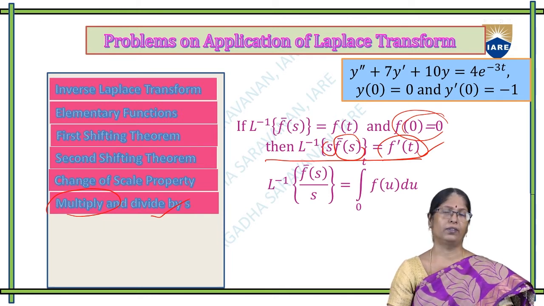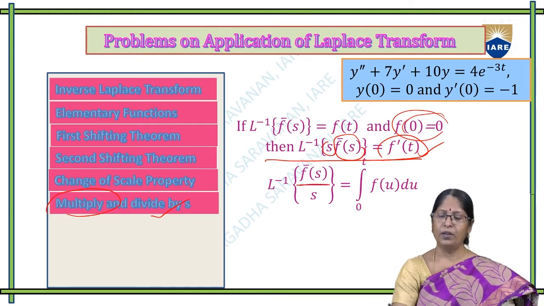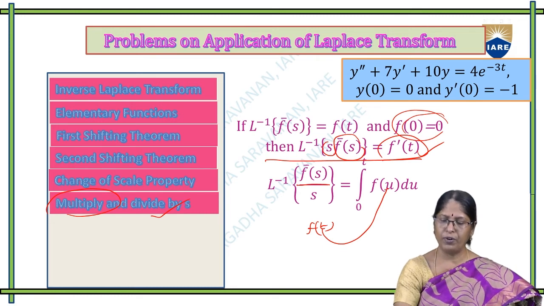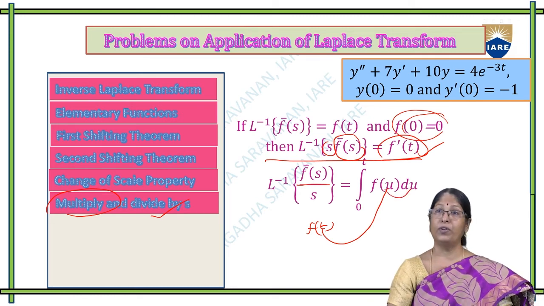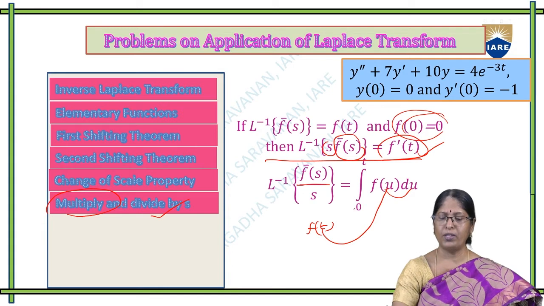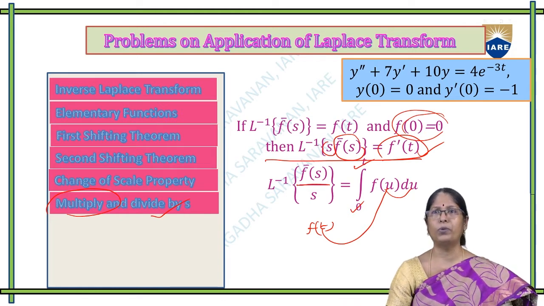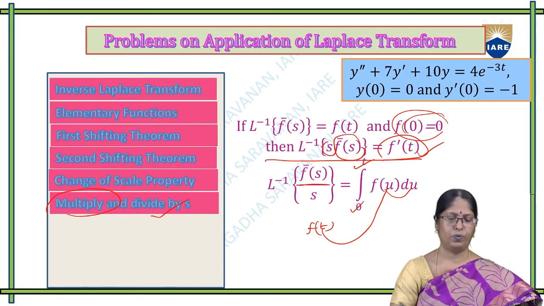Suppose in case the inverse is divided by s, then we will extract f of t, replace t by u, and do the integration with respect to u, ranging from 0 to t. In case this is also not suitable for our given problem, next step, how to move.